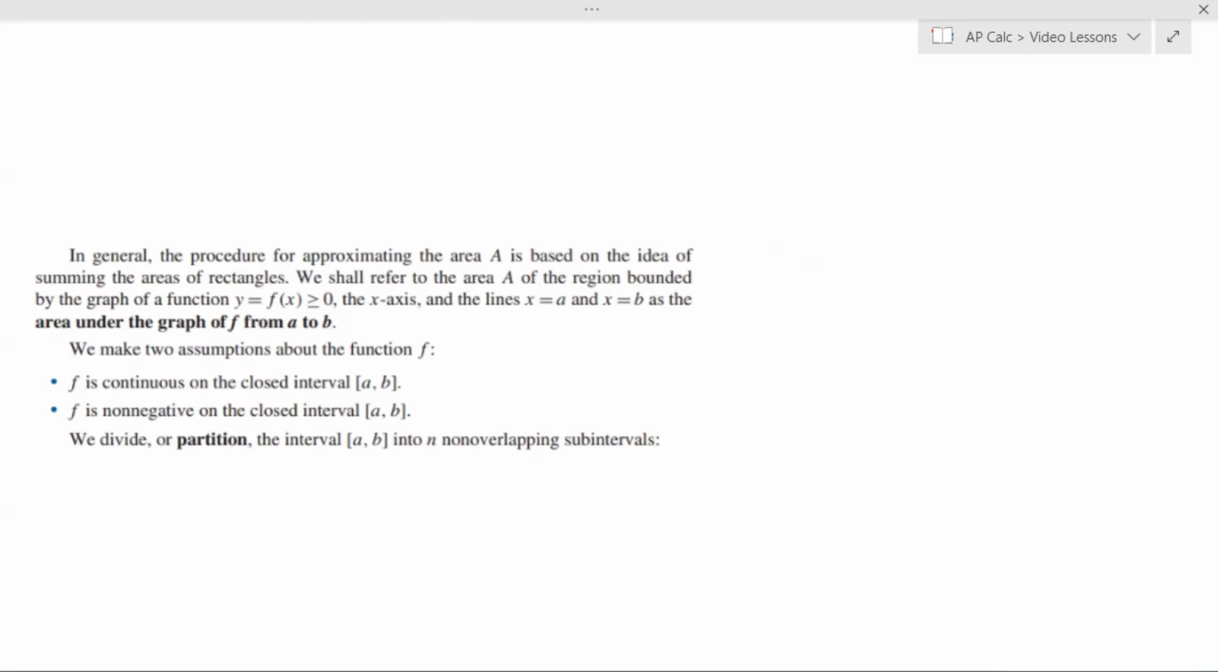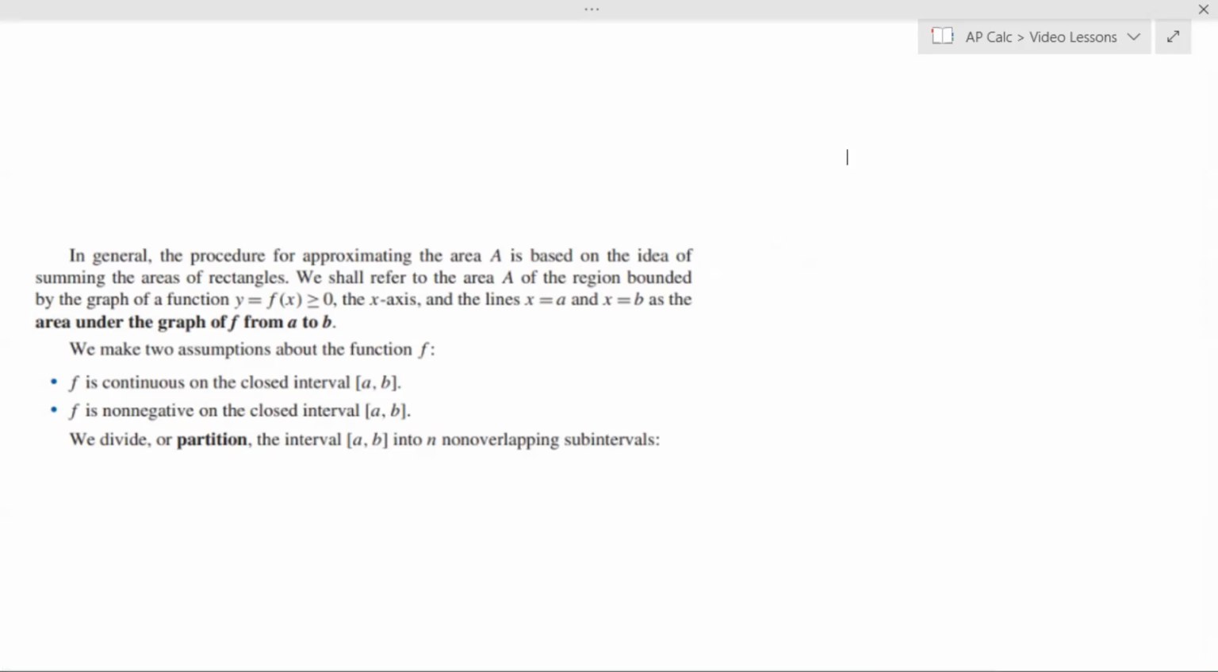Okay, so in general, the procedure for approximating area is based on the idea of summing the areas of rectangles. So we're going to talk about the area A of a region bounded by the graph of f of x, where f of x is non-negative, the x-axis and the vertical lines x equals a and b, as the area under the graph of f from a to b. Now we make two assumptions or qualifications. f has got to be continuous on that interval, and f is non-negative on that interval.